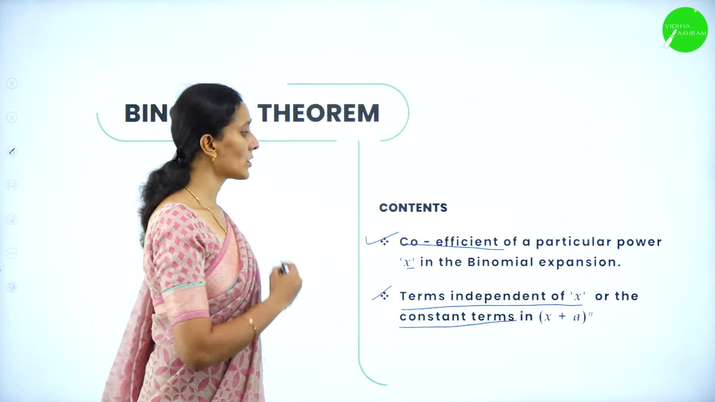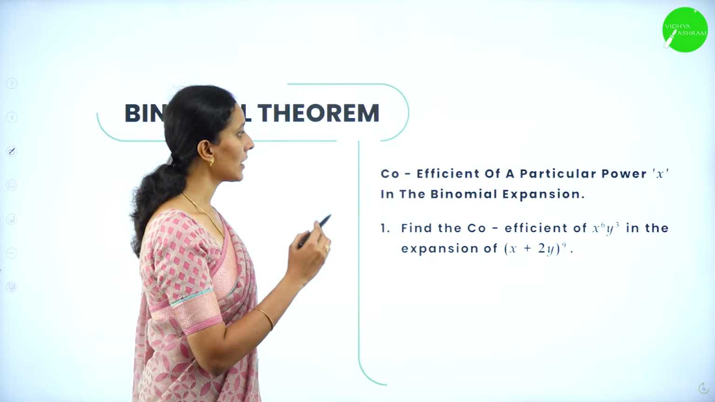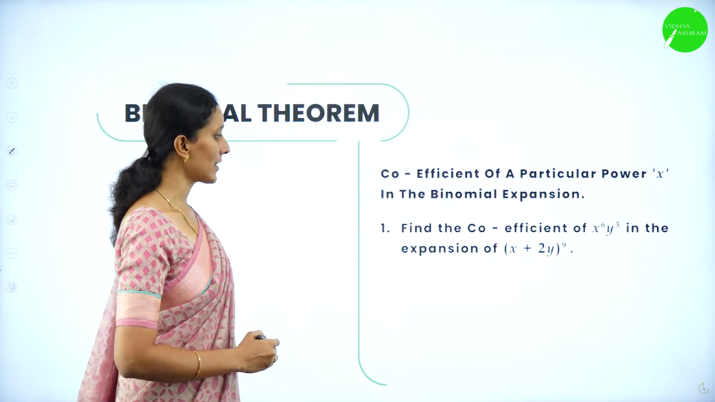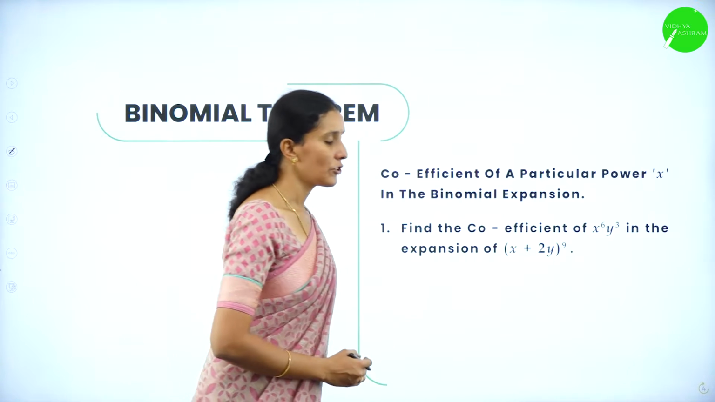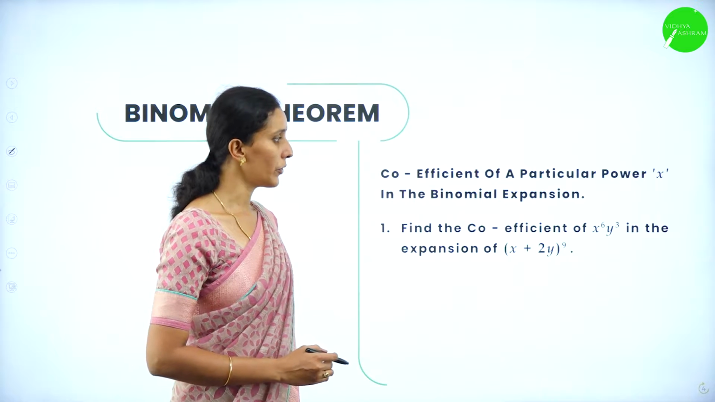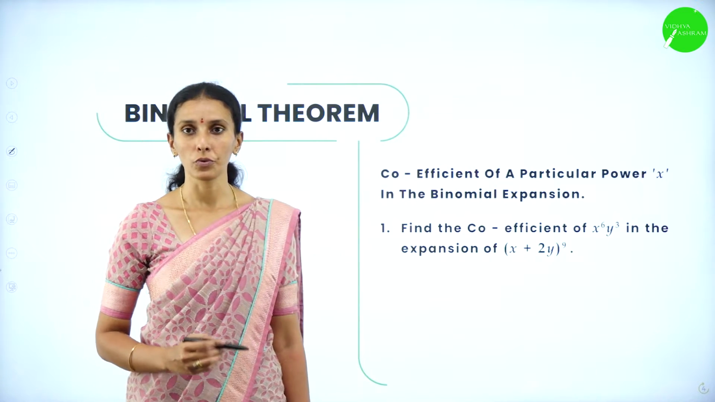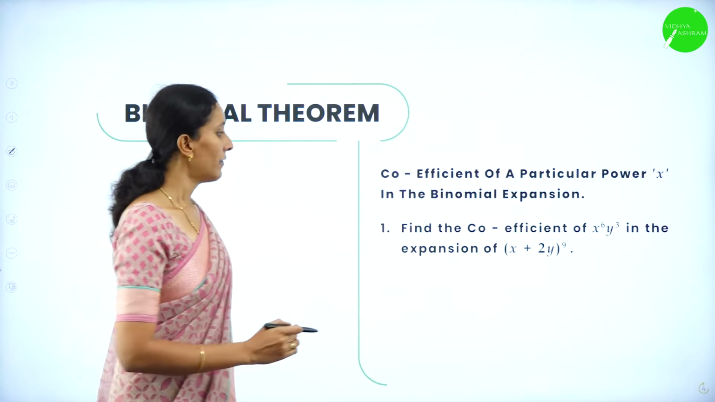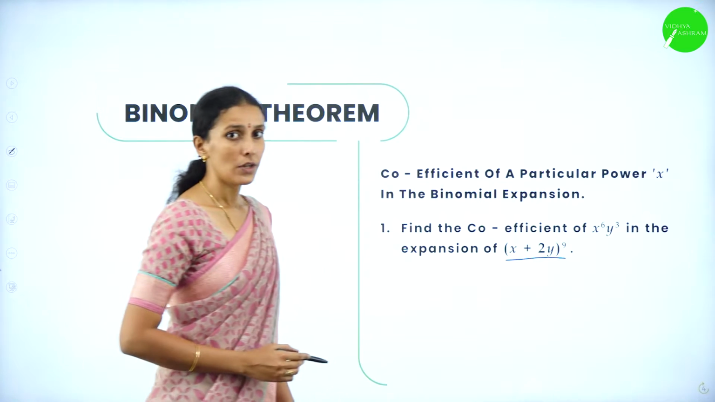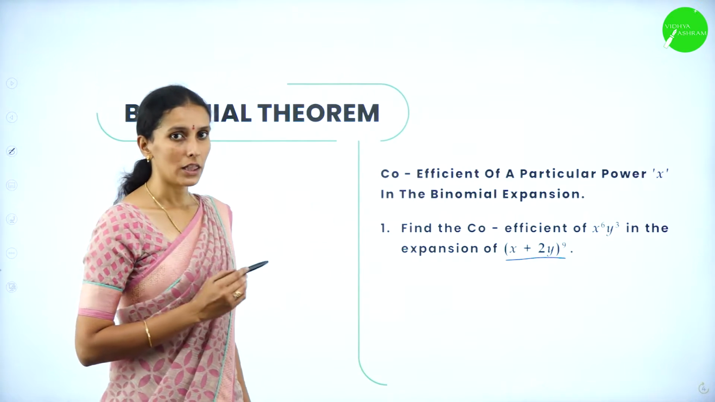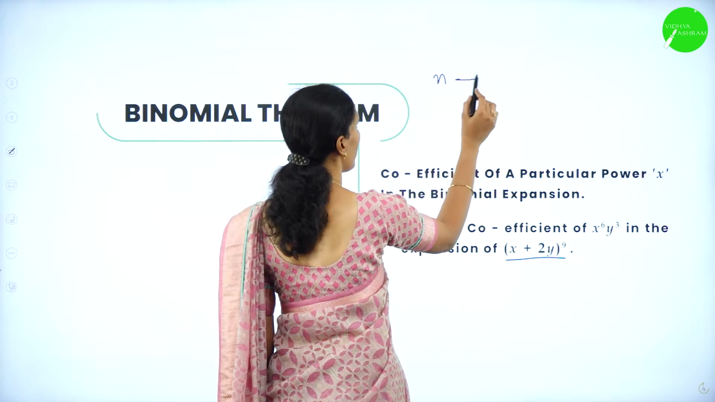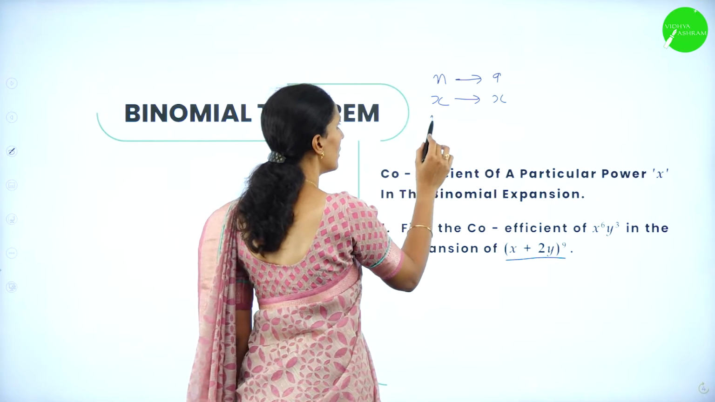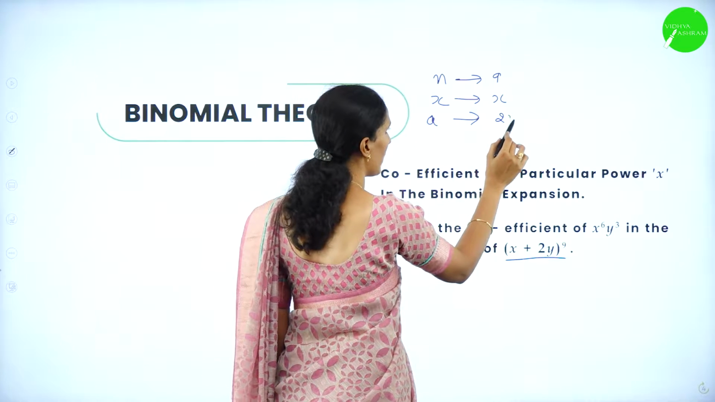Let me take the first one, the coefficient of a particular power of x in the binomial expansion. Here I have taken an example. Find the coefficient of x power 6 y cube in the expansion of (x plus 2y) whole power 9. For all these problems, the general term is very important. First, we have a binomial expansion. So let us see what is given in the expansion. n is given as 9, x is given, it is x only, and a is given, it is 2y.